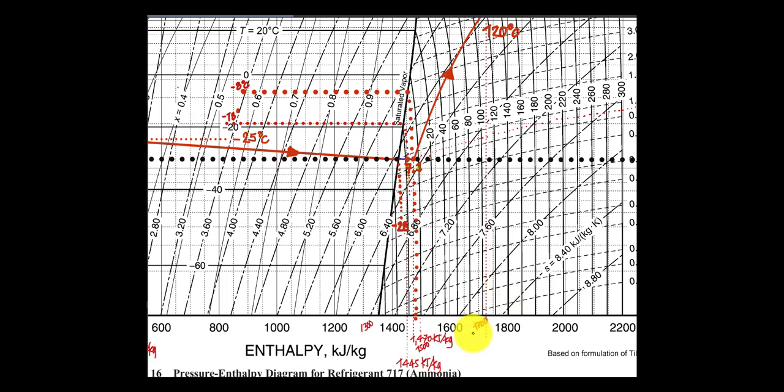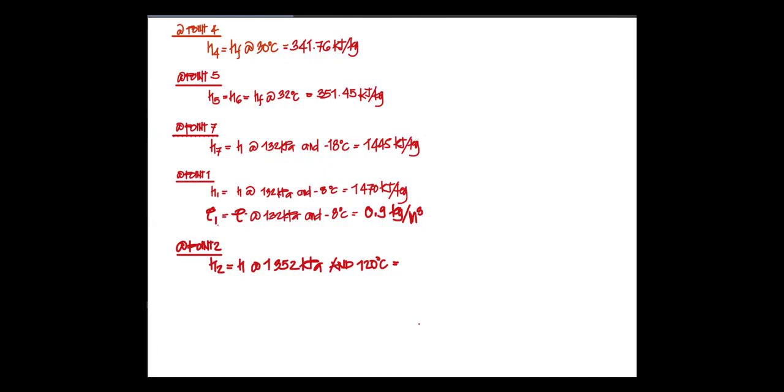We have 16 and 18, and this is our 17 in the middle. So we can say this is 1725, in units of kilojoule per kilogram for this point. Let's write it down in our data. So this is 1725 kilojoule per kilogram.